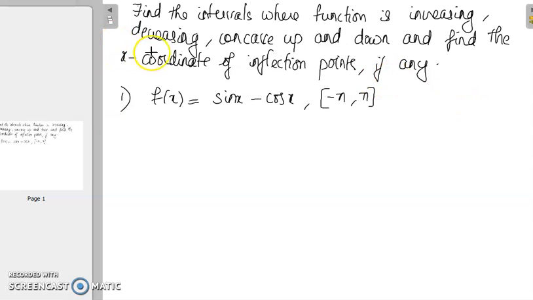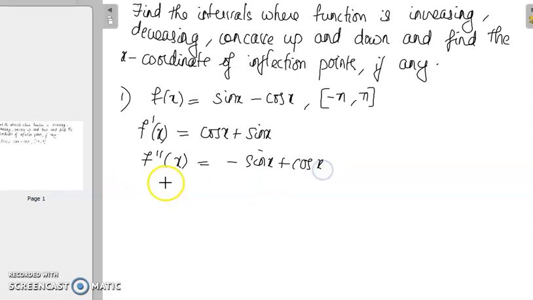So for increasing we need to find f dash of x. So increasing or decreasing, to check that you need to find f dash of x, that is cos x plus sin x, and f double dash of x is equal to minus sin x plus cos x. So we will look at when f dash of x is equal to 0. So f dash of x will be equal to 0 when cos x plus sin x is equal to 0.